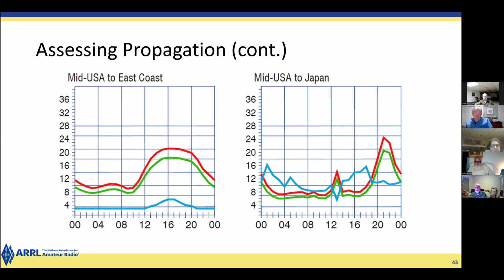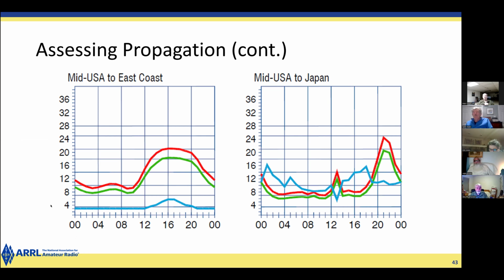And this was back before the internet days when everything was instantly accessible. But it's a good indication of how propagation changes over the day and for different paths. Now, this left-hand thing is from mid-USA, so let's call that Kansas. The East Coast, let's call that, I don't know, New York, New Jersey.